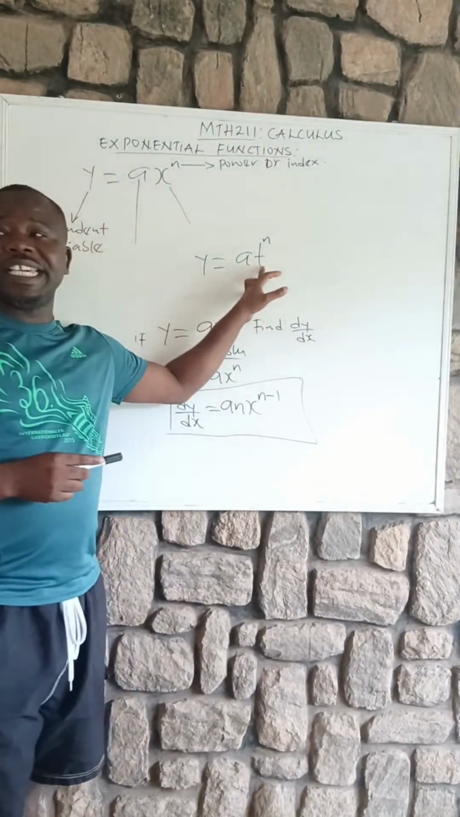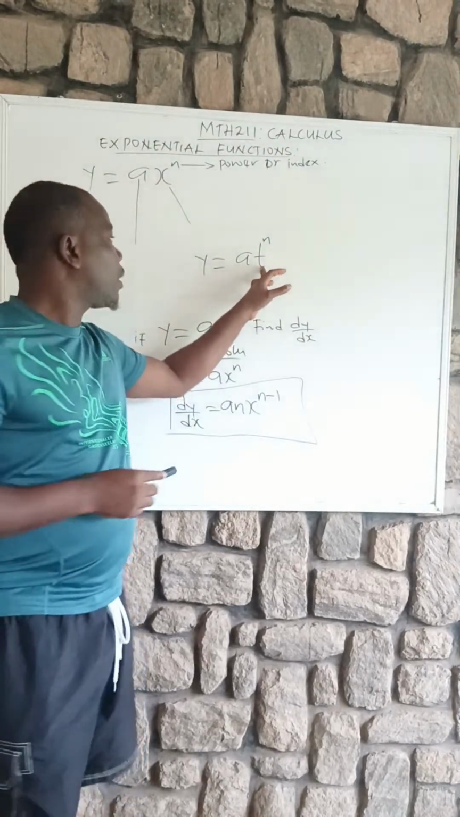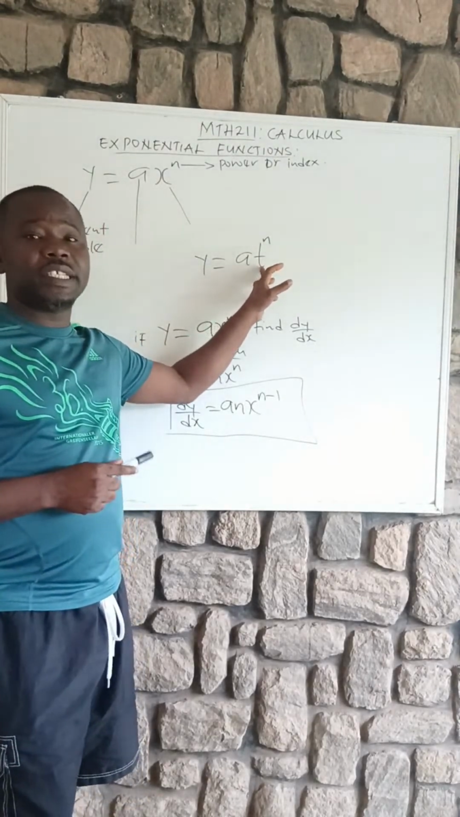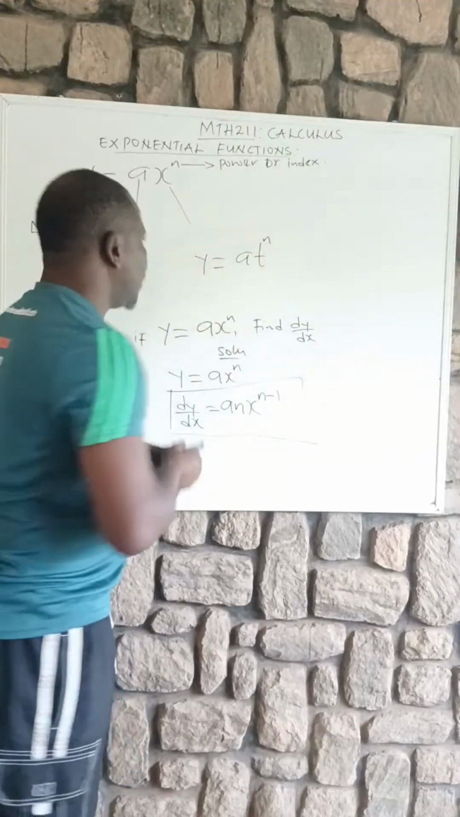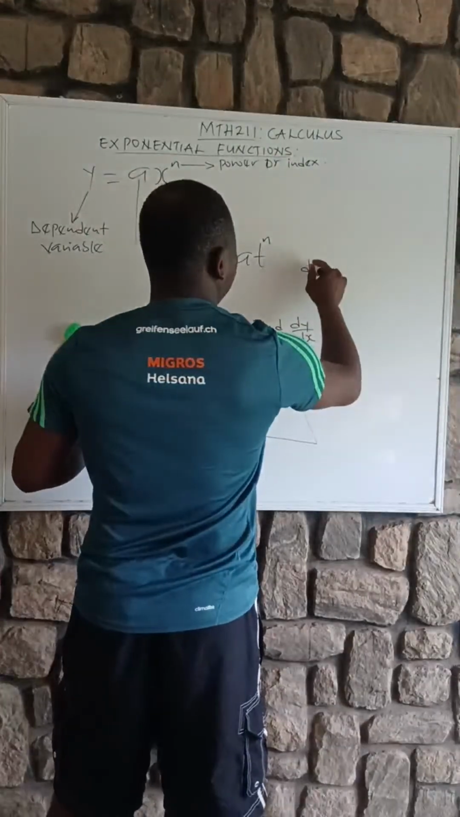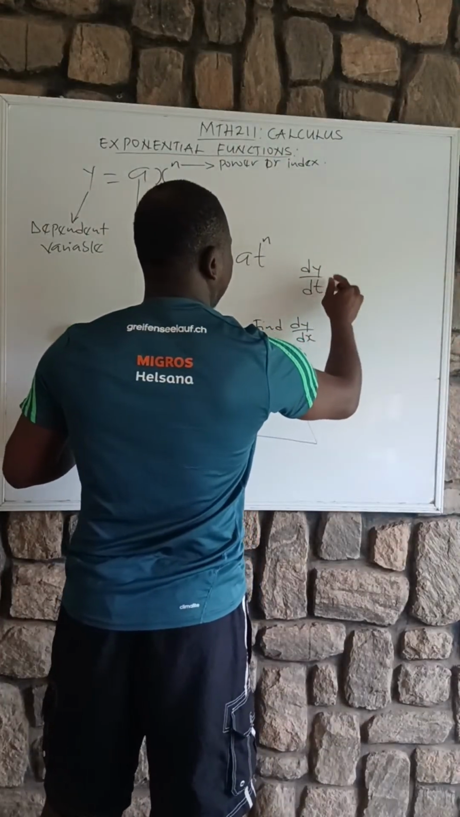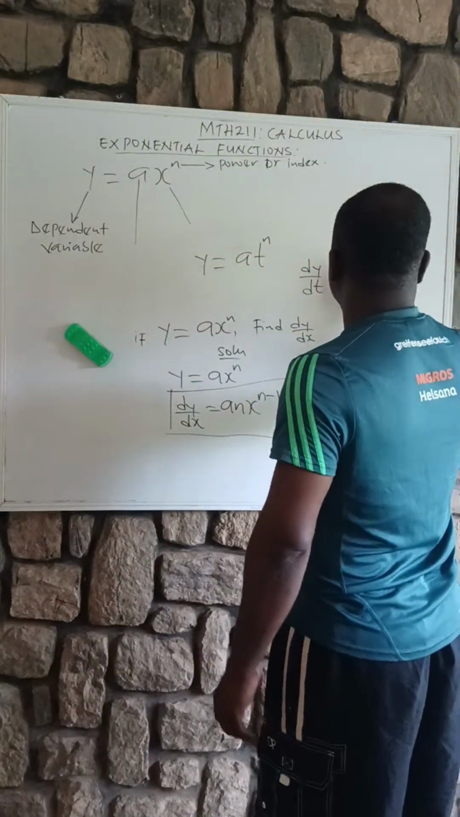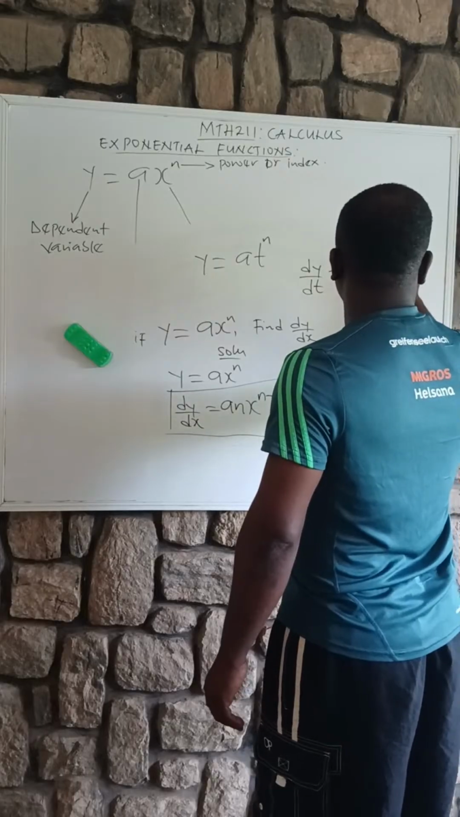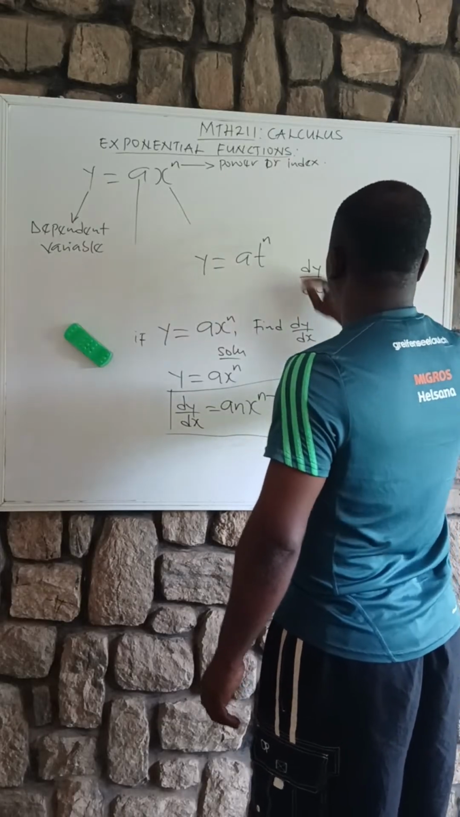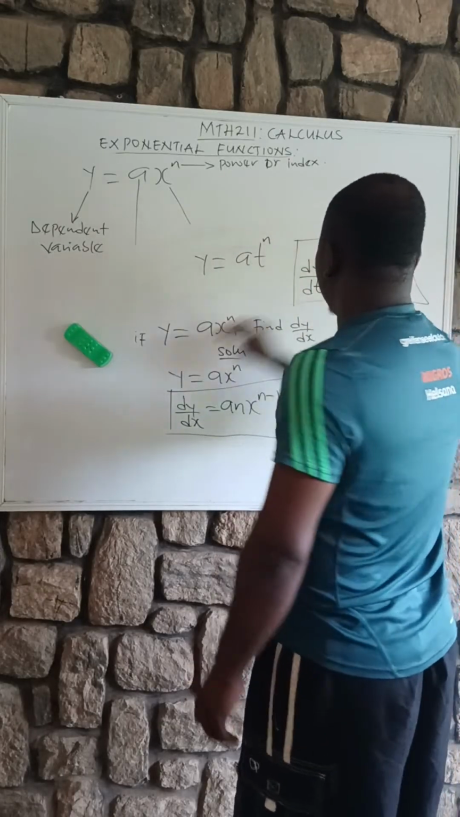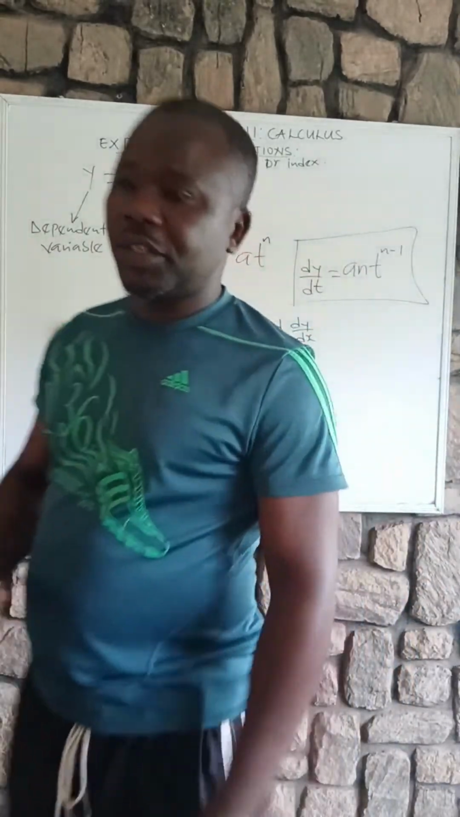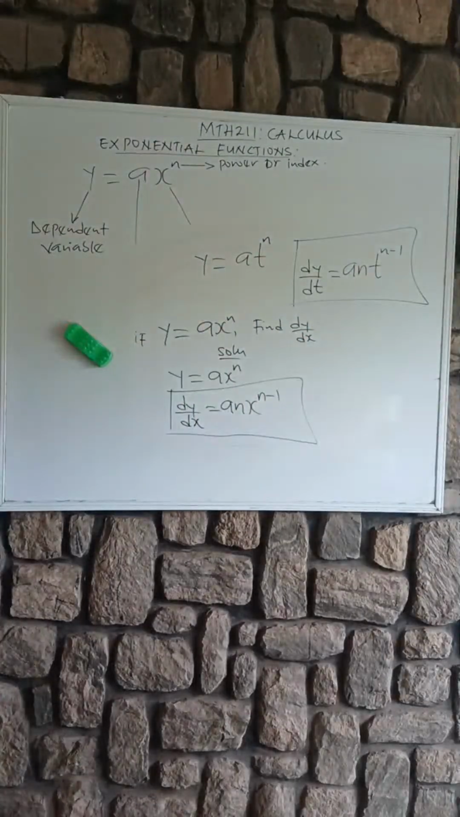Why? Because the independent variable here is t. So dy over dt is equal to: use the power to multiply whatever is here, giving a n t raised to the power of n minus 1. It is the same formula for differentiation. So far, so good. Are you following? Do you understand?